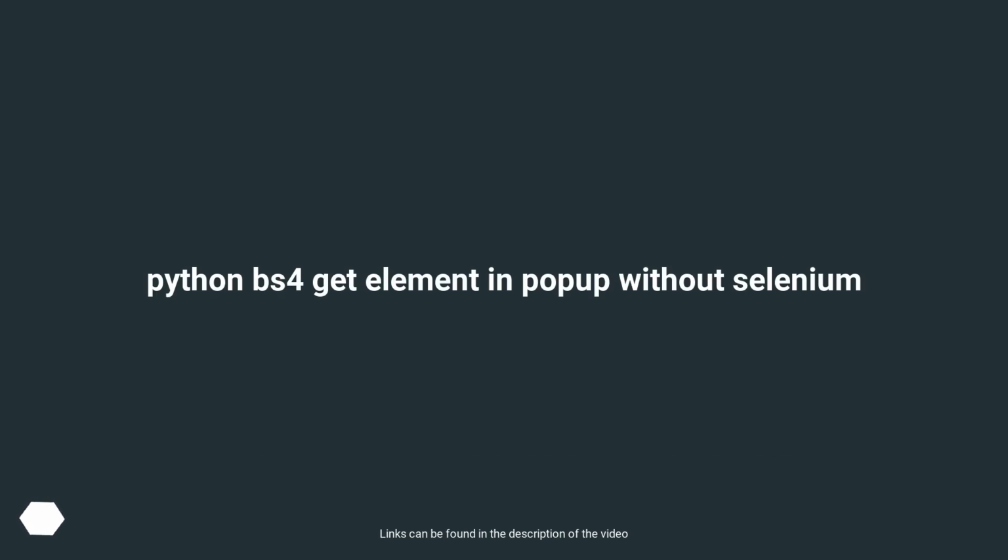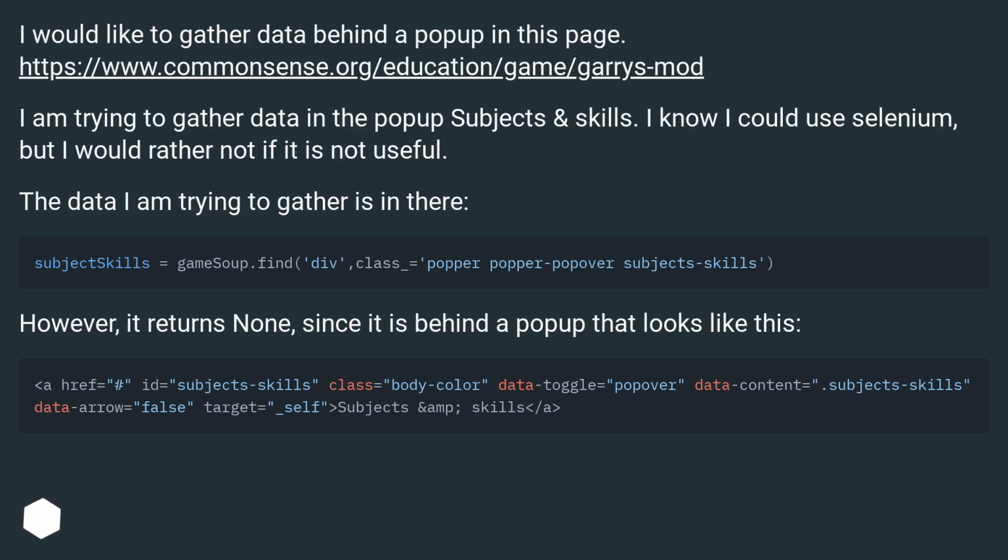Python bs4 get element in popup without selenium. I would like to gather data behind a popup in this page, this URL. I'm trying to gather data in the popup, subjects and skills. I know I could use selenium, but I would rather not if it is not useful. The data I am trying to gather is in there.